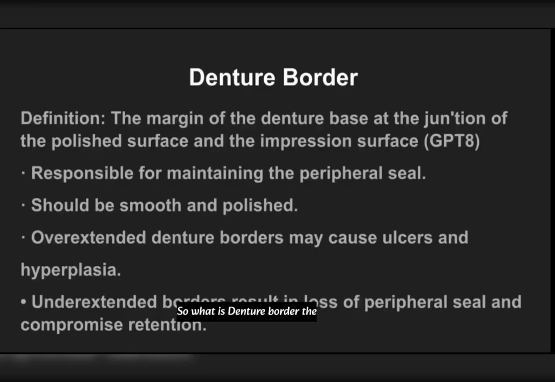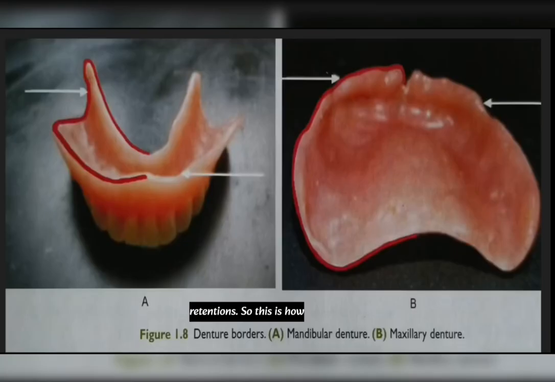So what is the denture border? The margin of the denture base at the junction of the polished surface and the impression surface. It is responsible for maintaining the peripheral seal. It should be smooth and polished. Overextended denture borders may cause ulcers, so it should not be overextended. Underextended borders result in loss of peripheral seal and compromise retention. This is how the denture borders look: the first one is the mandibular denture border and the second one is the maxillary denture border.